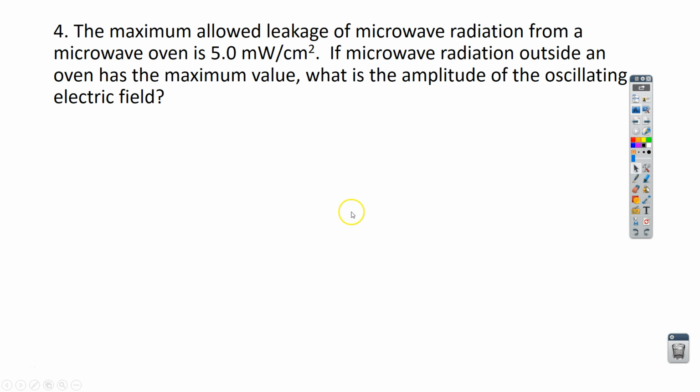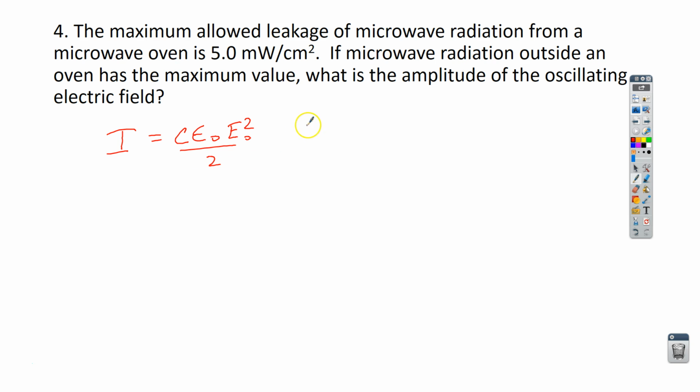Next problem that we have here says the maximum allowed leakage of microwave radiation from a microwave oven is about 5 milliwatts per square centimeter. That's kind of scary. If the microwave radiation outside has reached this maximum value, what is the amplitude of the oscillating electric field? So here we go again. The intensity is equal to the speed of light times epsilon naught times E naught squared, all over 2.